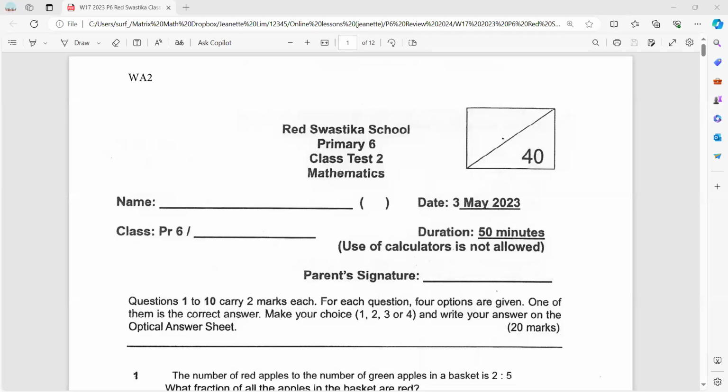P6 Red Swastika, class test 2. This is for 2023. The use of calculators will not be allowed for this paper.